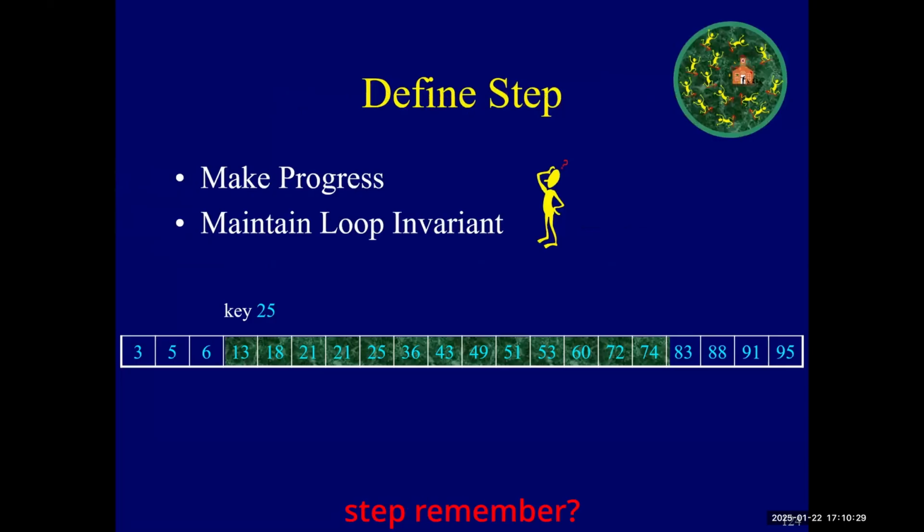All right. What's our step? Remember, we're supposed to make progress. Well, that means we're supposed to make our list smaller, right? Because the smaller it is, the closer we are to finding it. And we need to maintain our loop invariant.